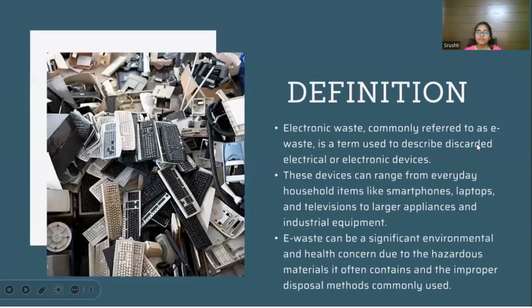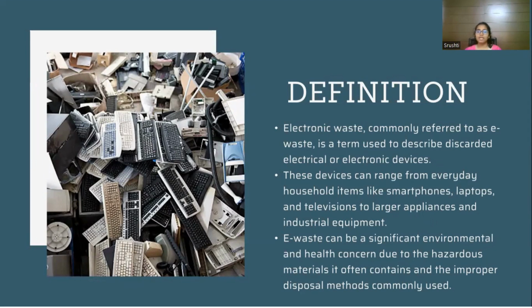Let's learn about the definition of e-waste. E-waste is an abbreviation which is used for electronic waste or electrical waste. Electronic waste, commonly referred to as e-waste, is a term used to describe discarded electrical or electronic devices. These are basically out-of-date products which cannot be further used. These devices can range from everyday household items like smartphones, laptops, and televisions to larger appliances and industrial equipment.